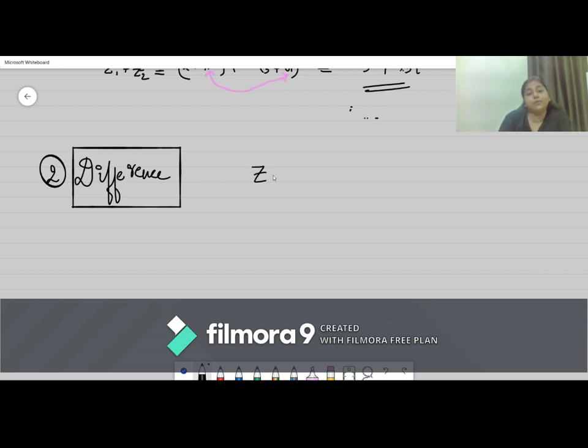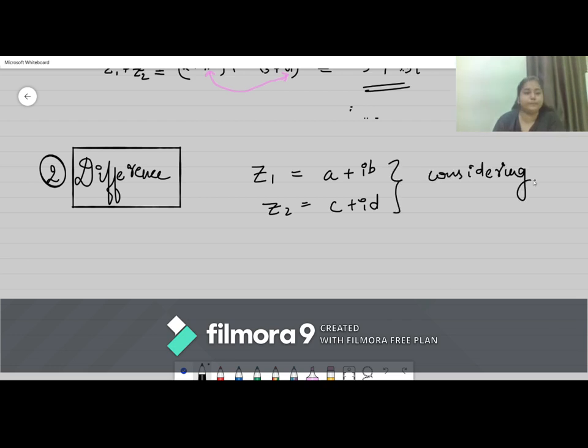Yet again we will suppose two complex numbers z1 and z2. z1 will be represented as a plus ib and z2 is represented as c plus id. These are the two random examples I'm just considering. Okay, so z1 minus z2, if I have to do, that is very simple. The way we simply solve addition, we are going to deal with subtraction also.